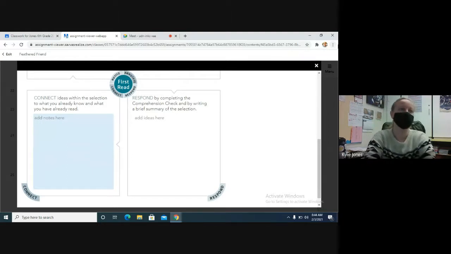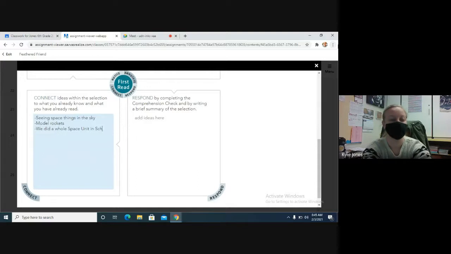What about space, though? We gotta connect it to like specific things. Okay, so Dallin saw a rocket in the sky. Let's see. That works, yeah. Can you connect it to our actual science unit that we are doing? Okay, you can connect it to model rockets. I'm gonna write this one down, but we're doing a whole unit on space and science. Okay. And see if you can get one more connection on your own.